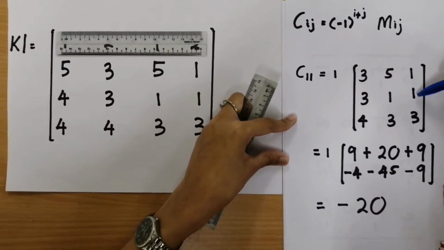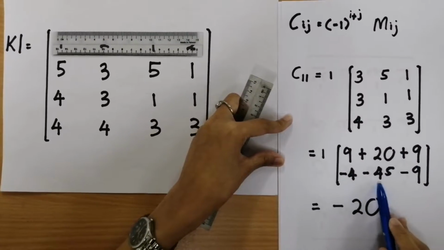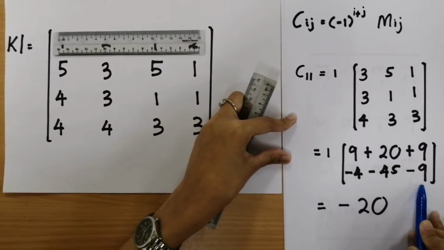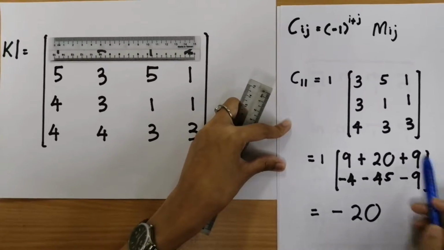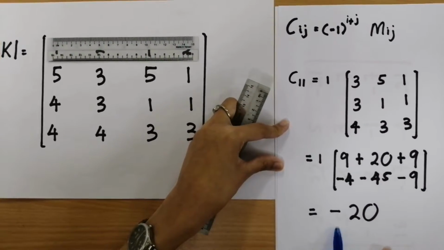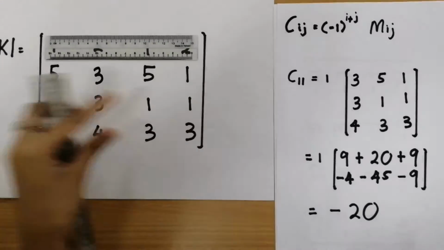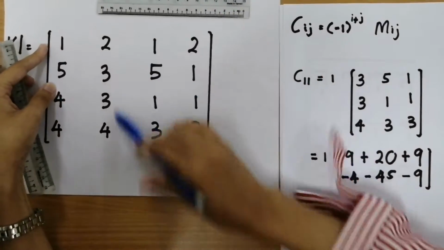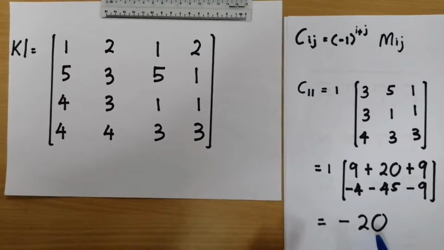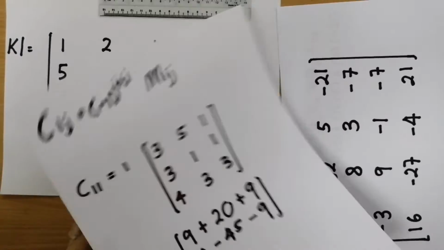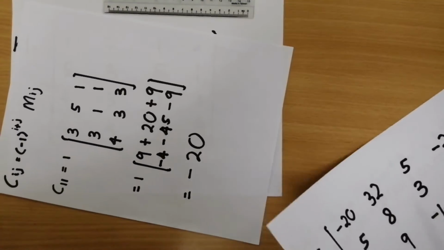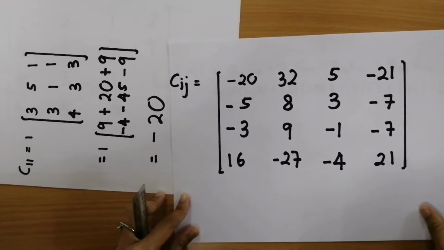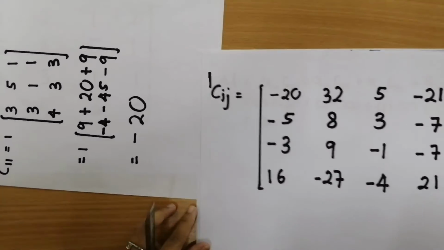5 times 1 times 4, negative 45. 1 times 3 times 3, negative 9. So we solve here and we get negative 20. So we need to find the other cofactors for all the numbers here. So the final answer is here. This is the final answer for all the cofactors.